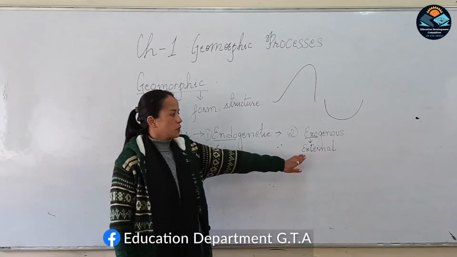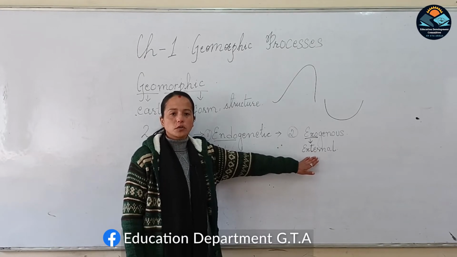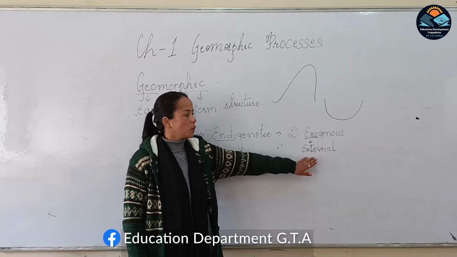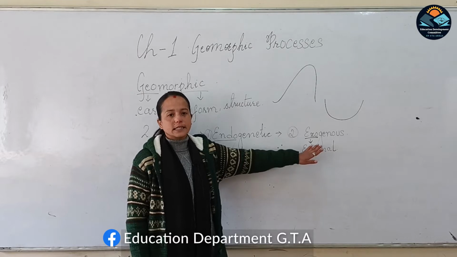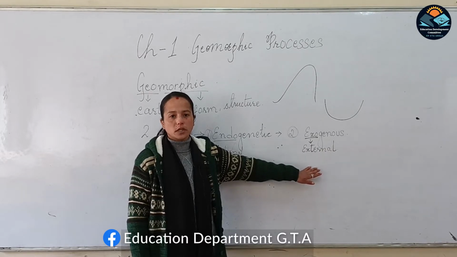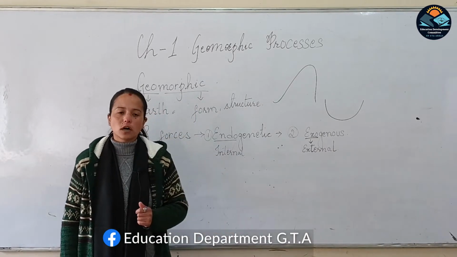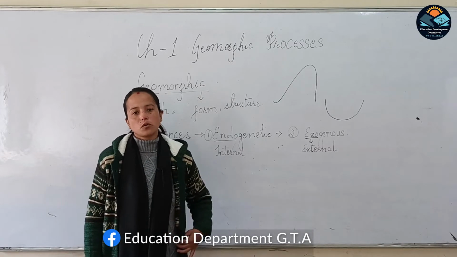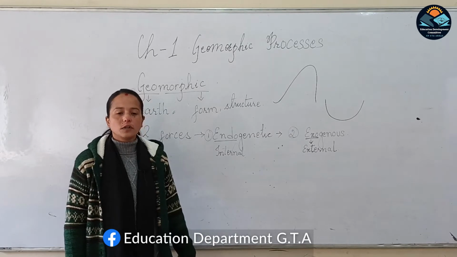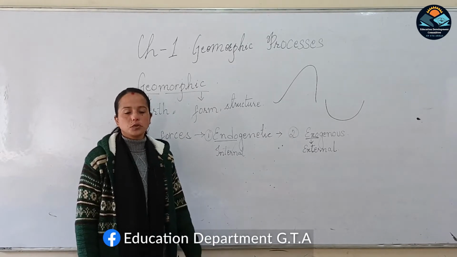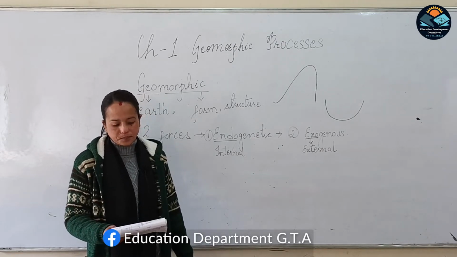So we will concentrate now on the exogenous forces. These exogenous forces work very slowly, and they wear down the highland and deposit that worn down material in the lowland. That means they erode the materials from the highland or the upland, and they deposit those eroded materials in the lowland and try to make the earth a leveled land. It will try to produce a graded profile of the earth's surface.